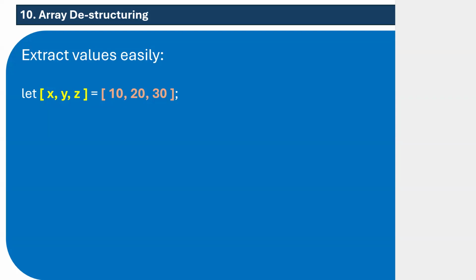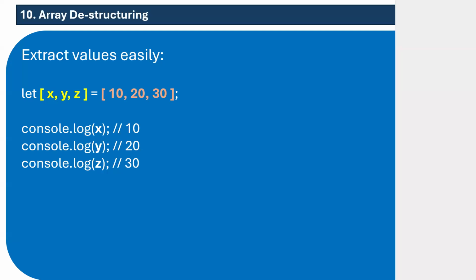Now, on the left side of the equal sign, you are at home. Now you are keeping them in individual small boxes. Nothing but X, Y, Z are your small boxes. Okay, and definitely, guys, you have to use let or const. Now, 10 will be stored into X, 20 will be stored into Y, and 30 will be stored into Z. So if you print X, Y, Z individually, you get 10, 20, 30.